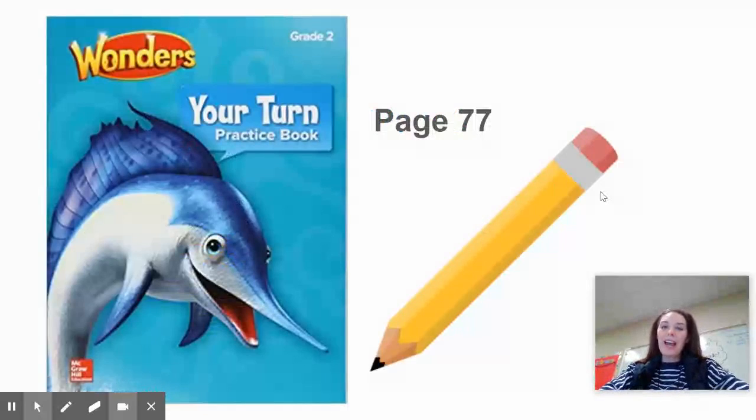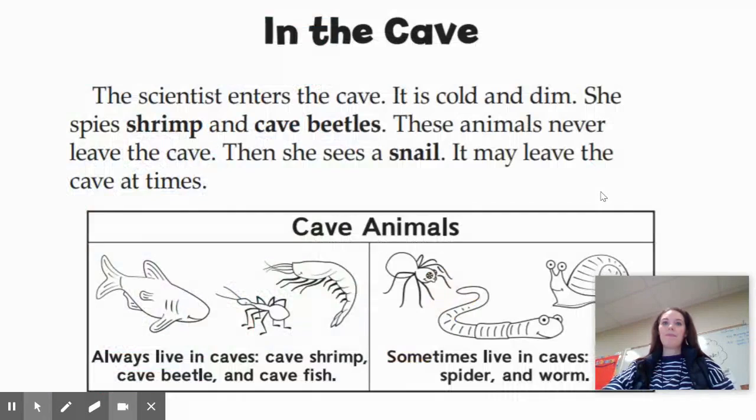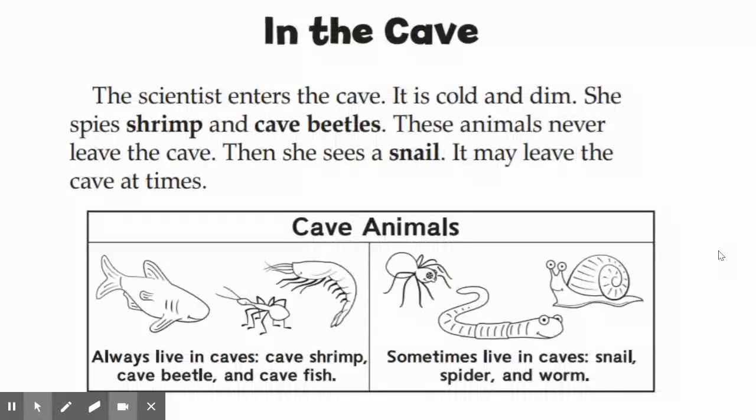Today, we are going to work on page 77 in our Your Turn practice book. So if you do not have it, go find your practice book now and turn to page 77. Your page should look like this, titled In the Cave. Okay, second graders, I'm going to read this page out loud to you, and then we will answer the questions together.